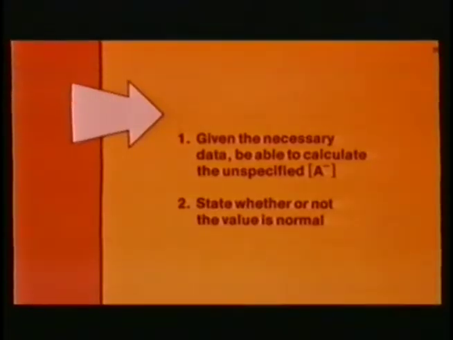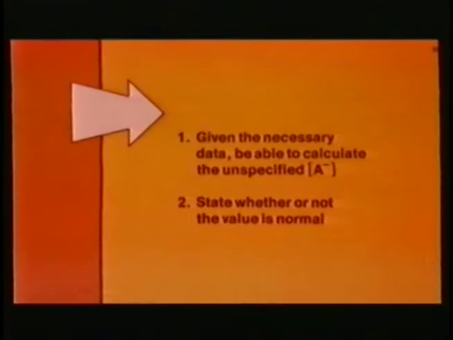30. At the end of this section, given the necessary data, you should be able to: 1. Calculate the unspecified anion concentration, and 2. State whether or not the value is normal.